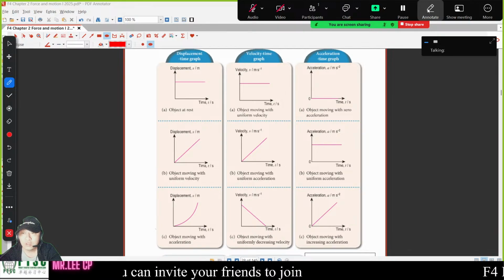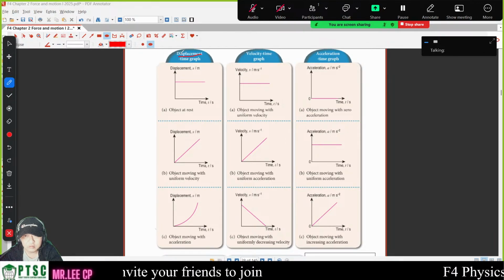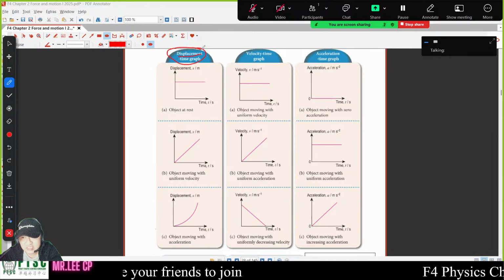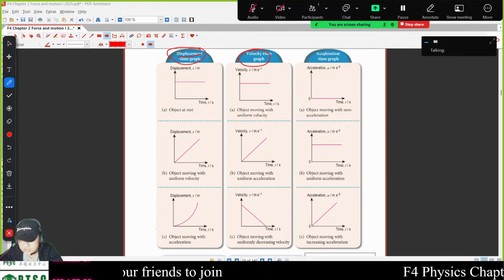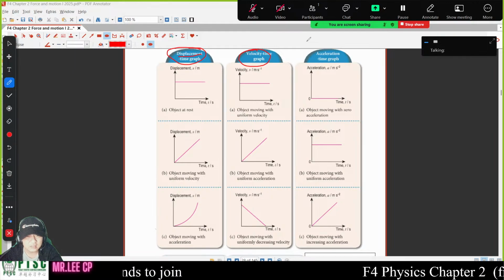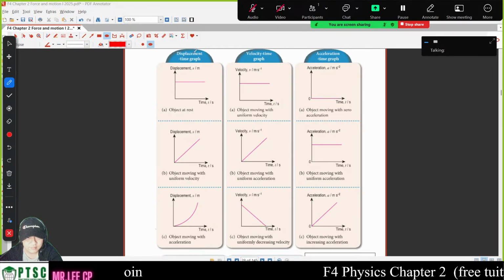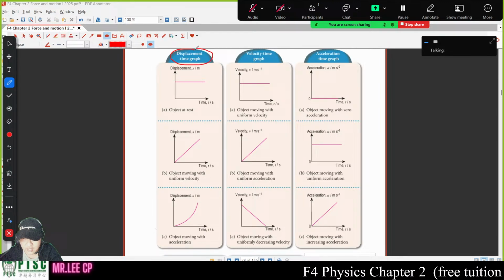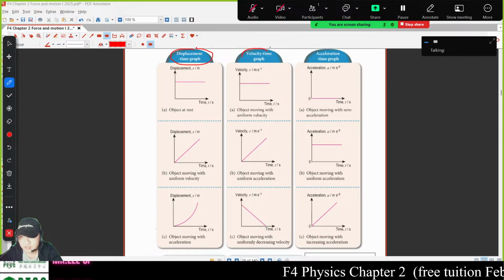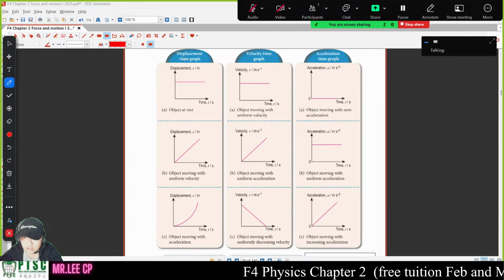Now, the first one is displacement. We have 3 kinds of graph. All right, the most important graphs are the displacement time graph and the velocity time graph. The acceleration time graph is not really asked in the exam. It is very hard to ask. The questions are very, very limited. Okay, now displacement time graph and velocity time graph. So we are going to see these. All right, first one, displacement time graph.